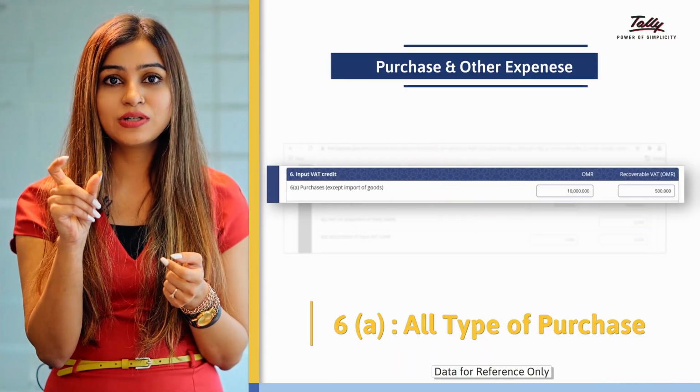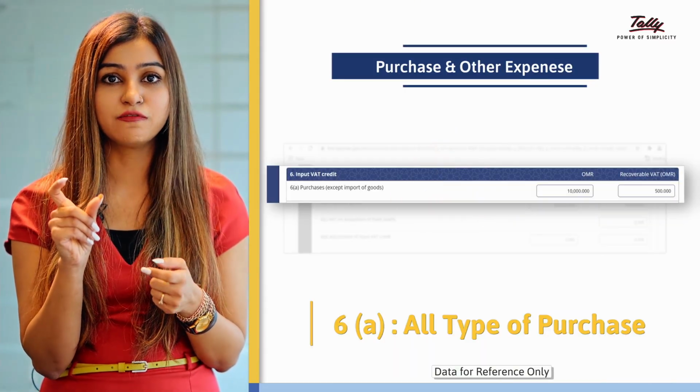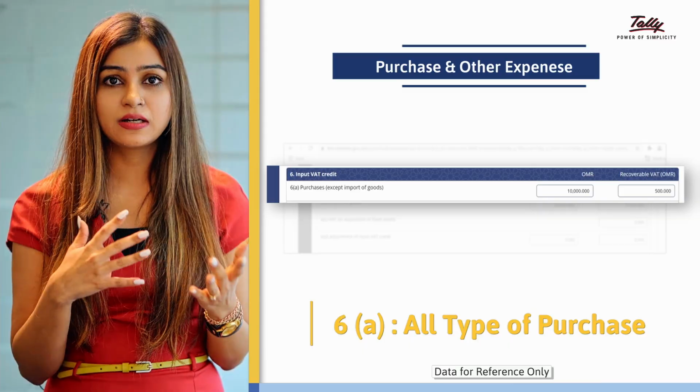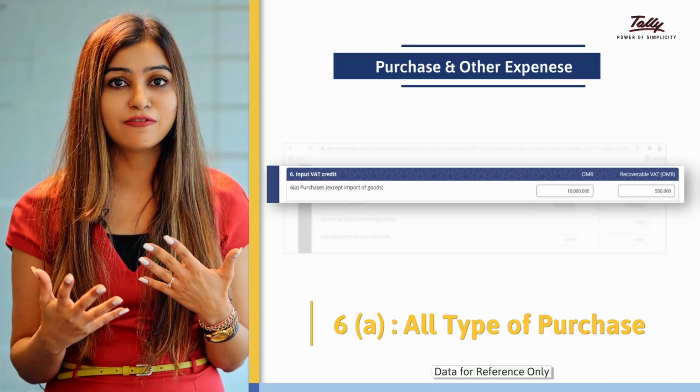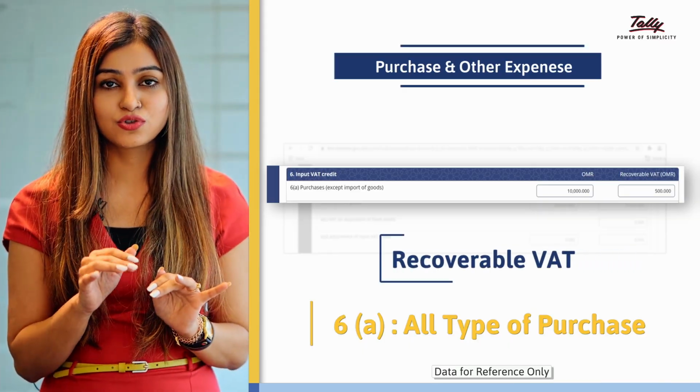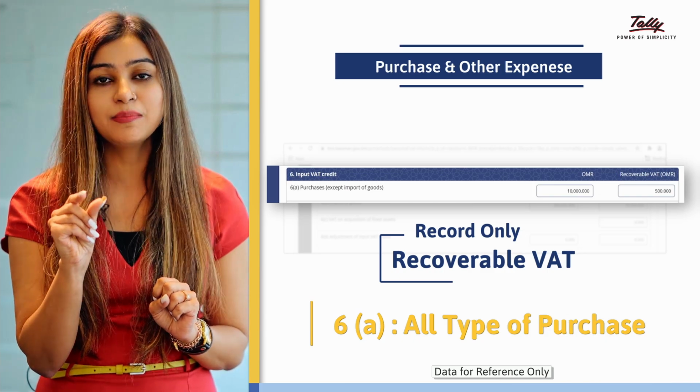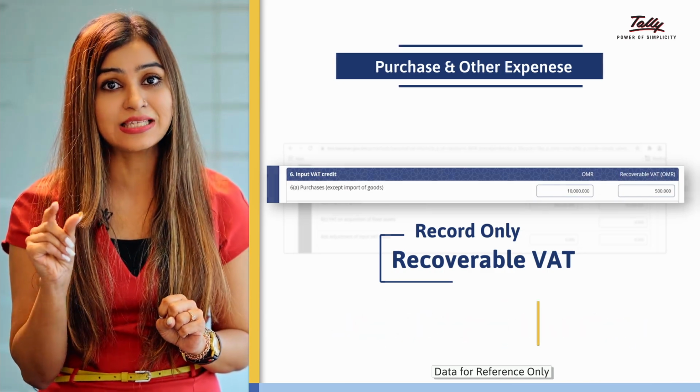So once you report the taxable value of the purchases made, which would be a mix of zero rated, exempt, blocked, you cannot recover the entire VAT on this value. So you will record only the recoverable VAT in the column 2 against these purchases.